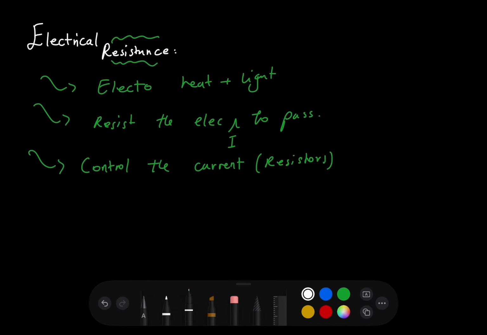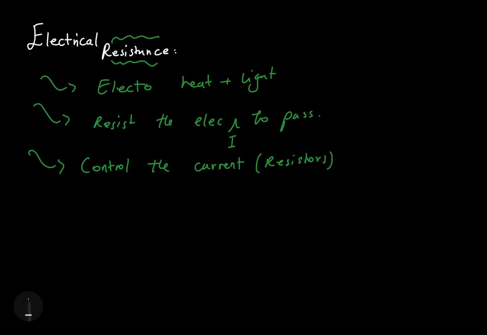The electrical symbol for resistors in some books is a rectangular box that looks like this. It's kind of outdated, but it is used nonetheless. Another symbol looks like a zigzag, and it looks like that. So this is the symbol for electrical resistance.